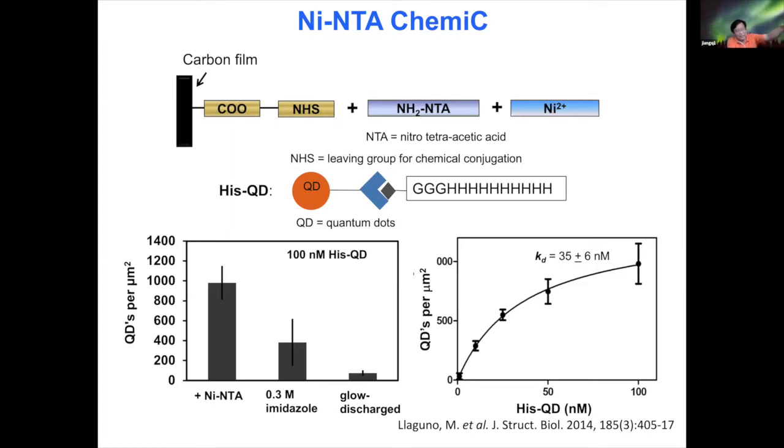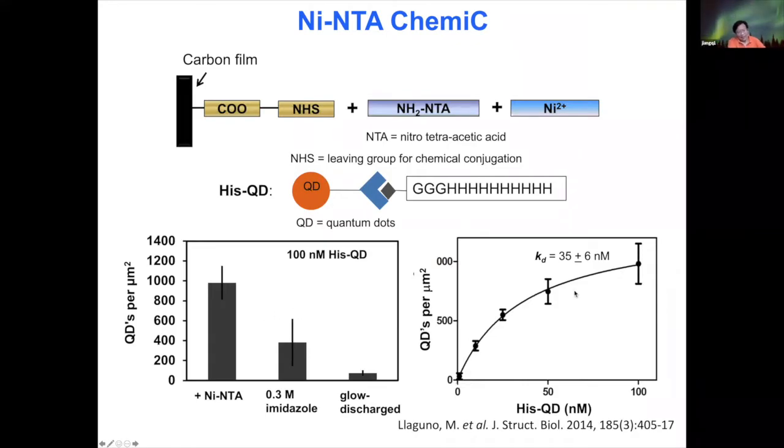Shown here, the first example is the nickel NTA presenting carbon film. We can, using chemical reactions, present nickel NTA on the surface, which is still about 20 angstroms away from the carbon surface to give enough freedom. And then we can quantify how many are on the surface. You can actually see, using the quantum dots, we can count individual groups that are able to bind to the His tag. We have a density of about 1,000 functional groups per square micron on the surface of the carbon.